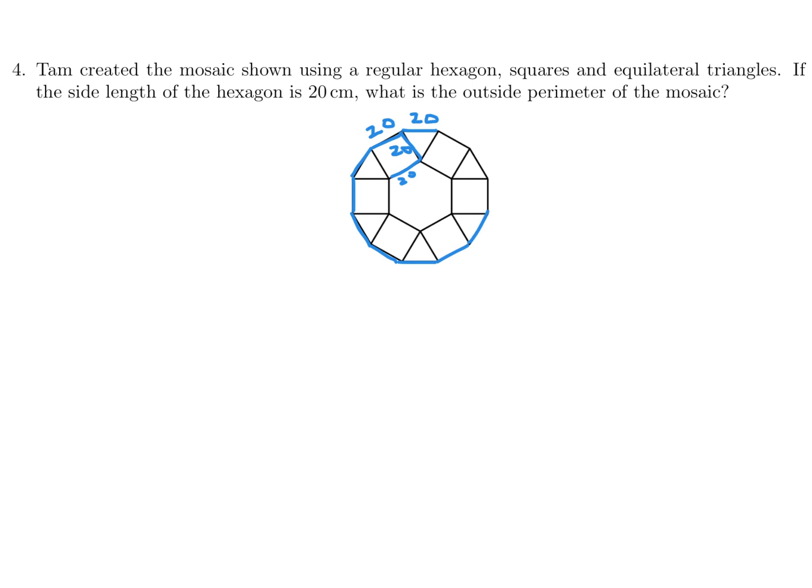So pretty much all the sides of the entire shape are 20. How many sides are there? There are, I believe, 12: 1, 2, 3, 4, 5, 6, 7, 8, 9, 10, 11, 12. And each of them is 20. So 12 times 20 would be the answer, and that, of course, is 240.